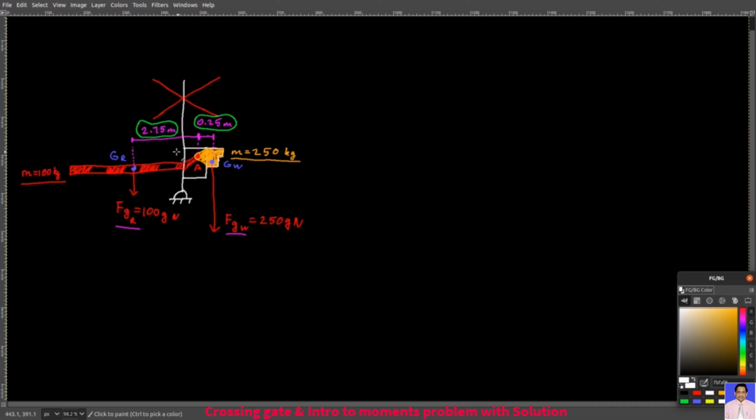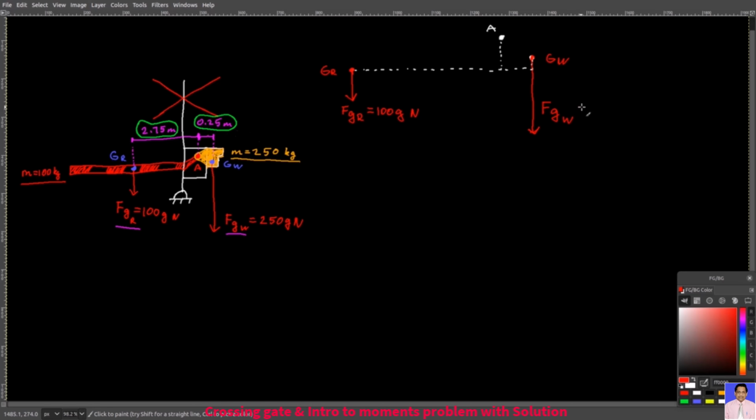Welcome back. So let's now find this net moment. So again, this point here, that's A. Then here you have GR, and FGR equals 100 G newtons. Then this point here, that's GW, and here you have its force of gravity. FGW equals 250 G newtons. This perpendicular distance is 2.75 meters, and this one here is 0.25 meters.